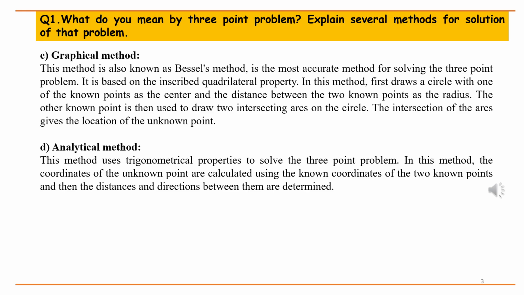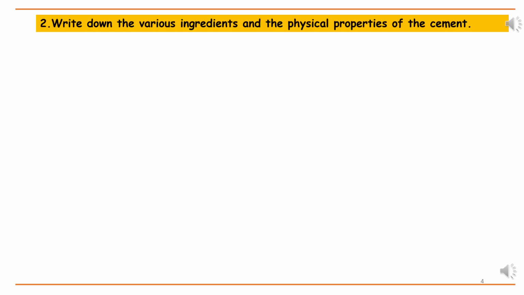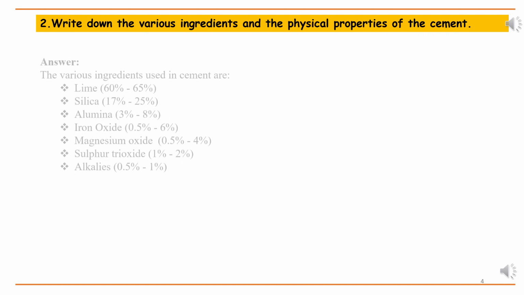D. Analytical method. This method uses trigonometrical properties to solve the three-point problem. In this method, the coordinates of the unknown point are calculated using the known coordinates. 2. Write down the various ingredients and the physical properties of the cement.